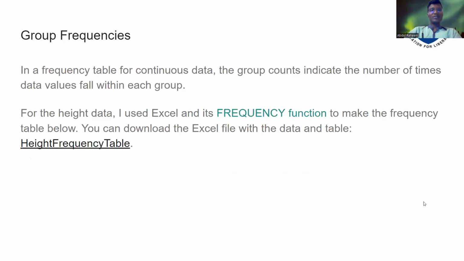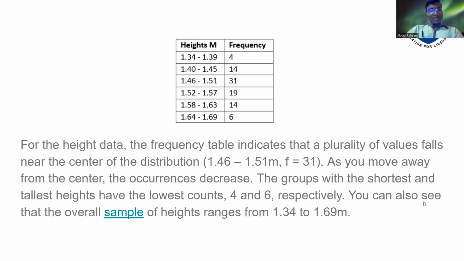Group frequencies. In a frequency table for continuous data, the group counts indicate the number of times data values fall within each group. For the height data, I used Excel and its frequency function to make the frequency table. For the height data, the frequency table indicates that a plurality of values fall near the center of the distribution, that is 1.46 to 1.51 meters. As you move away from the center, the occurrence decreases. The groups with the shortest and tallest heights have the lowest counts, 4 and 6 respectively. You can also see the overall sample of the heights ranges from 1.34 to 1.69 meters.